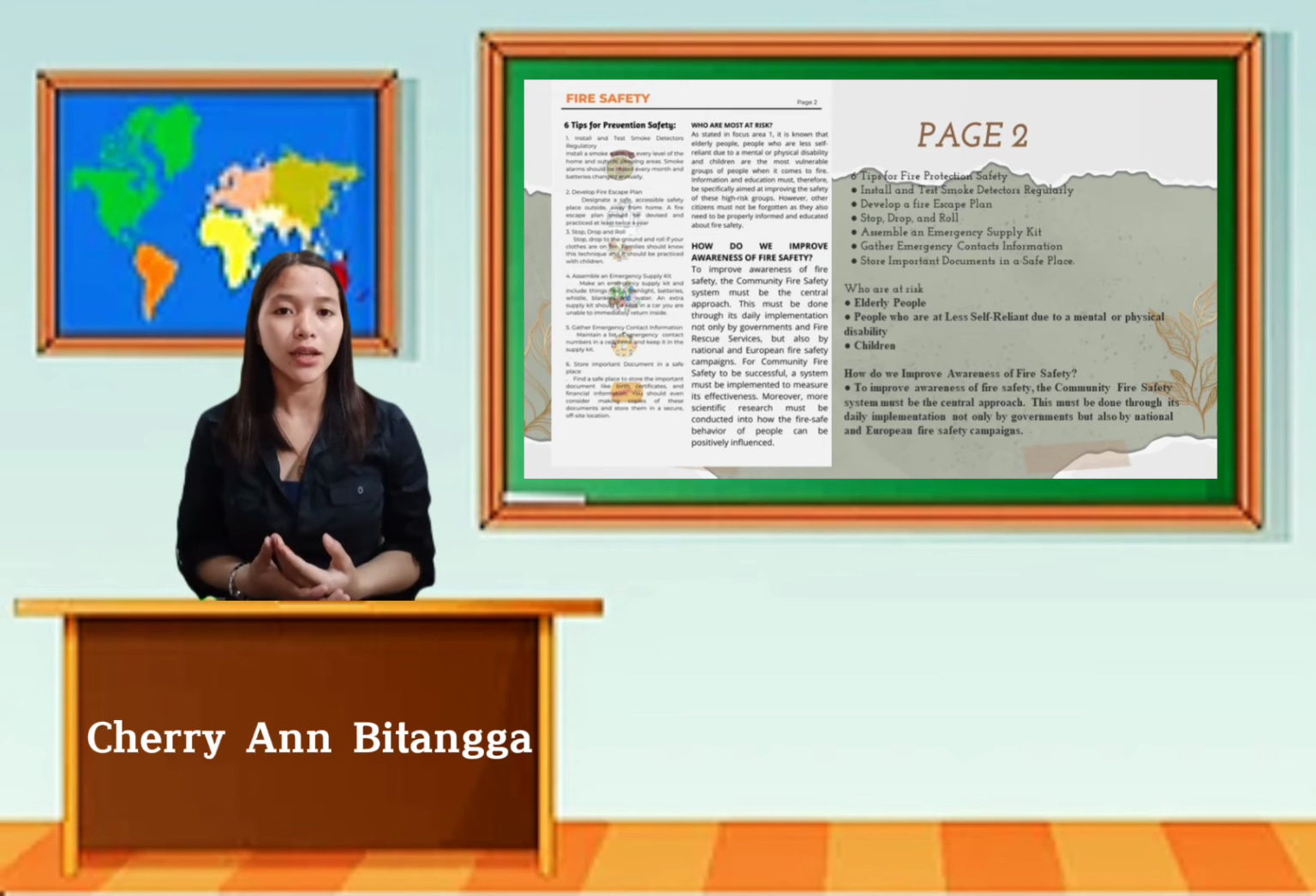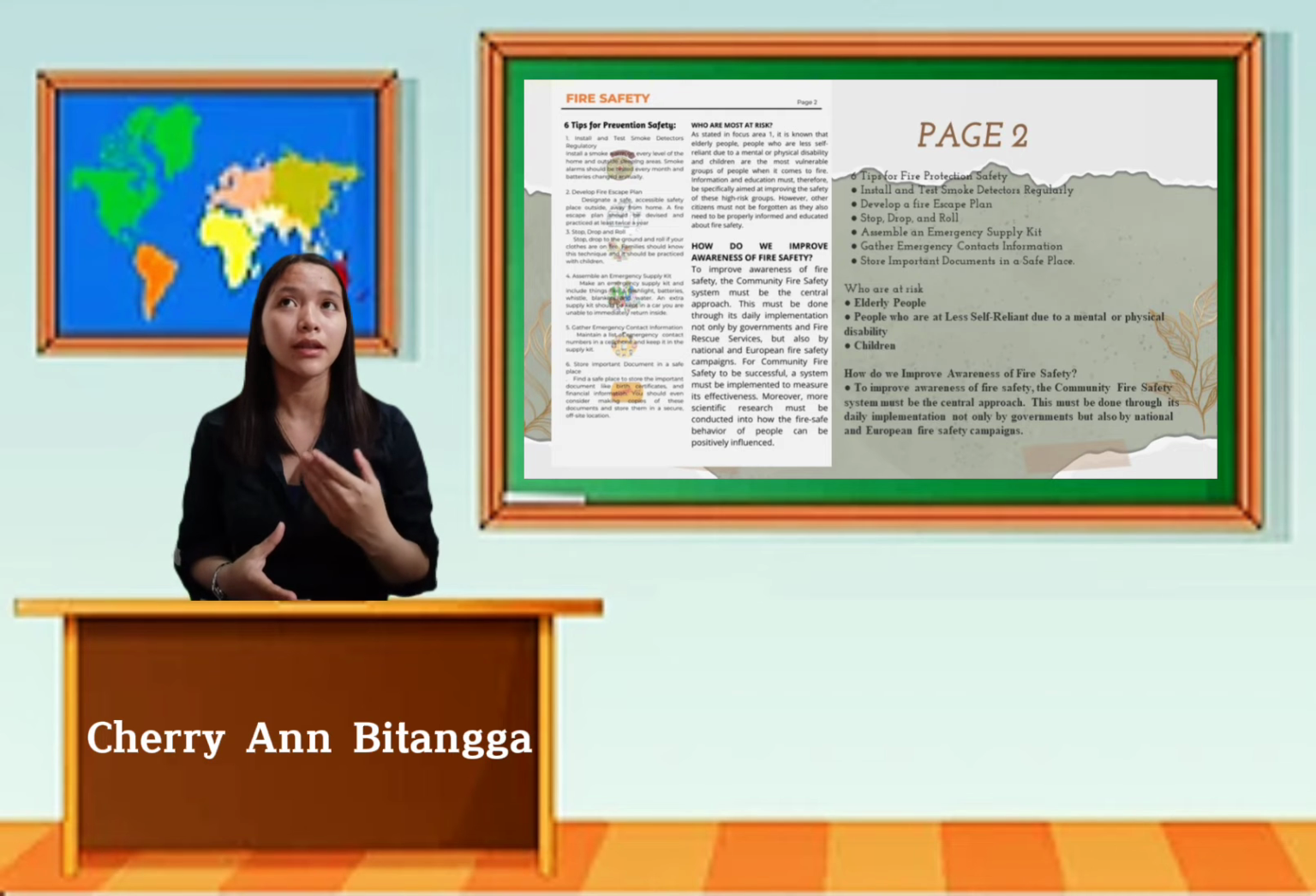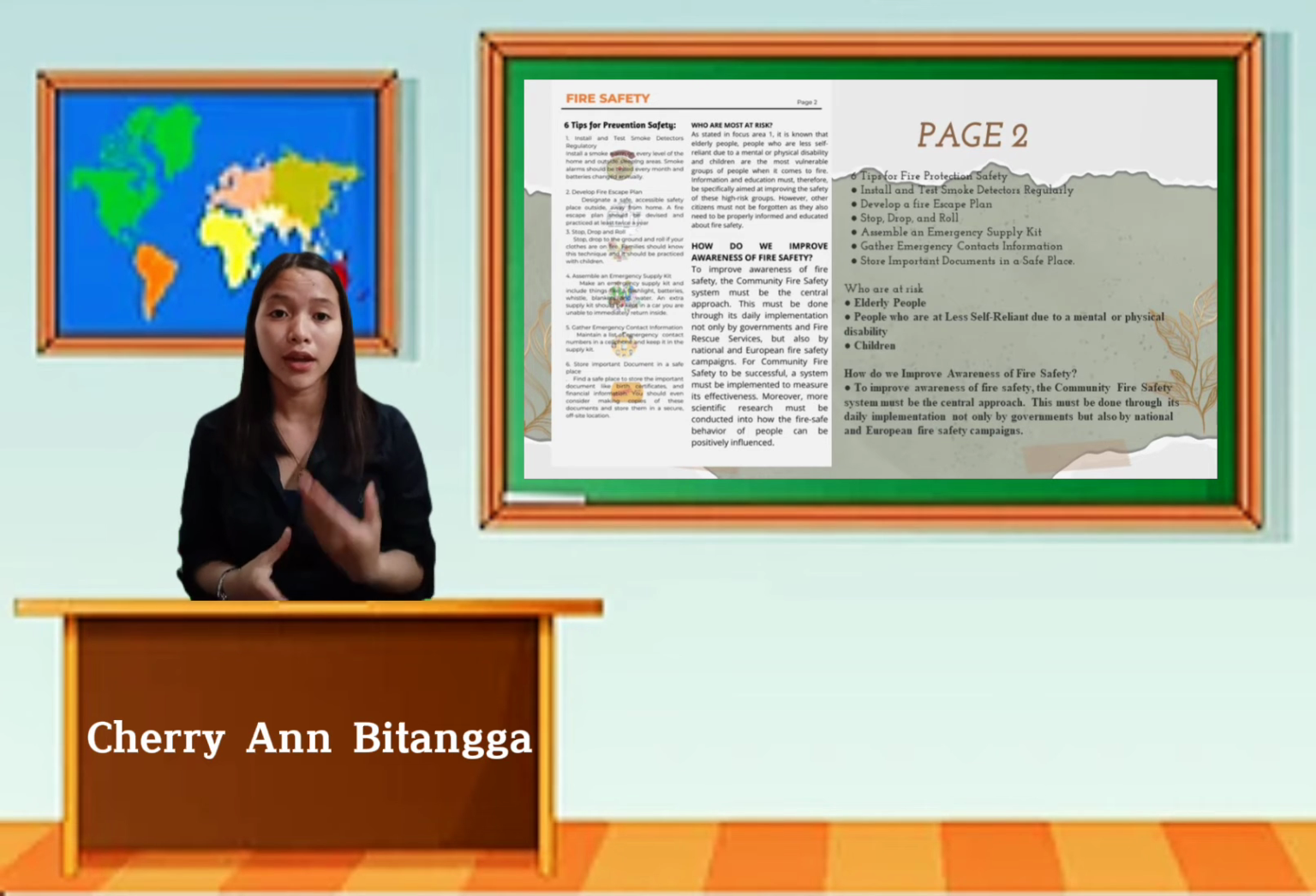The sixth one is store important documents in a safe place. Find a safe place to store important documents like birth certificates and financial information. You should even consider making copies of these documents and storing them in a secure off-site location. It is very important that we keep our documents in a safe place so that we have a copy if an emergency happens.